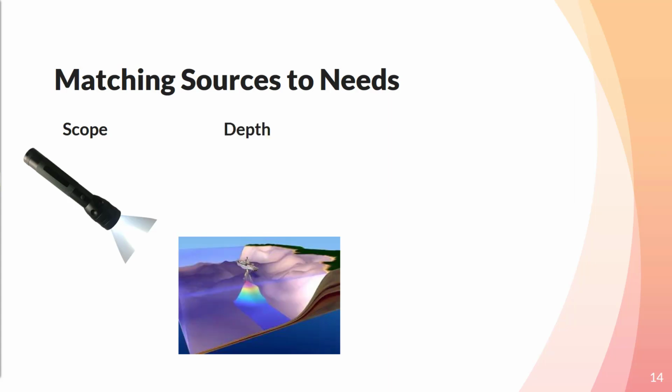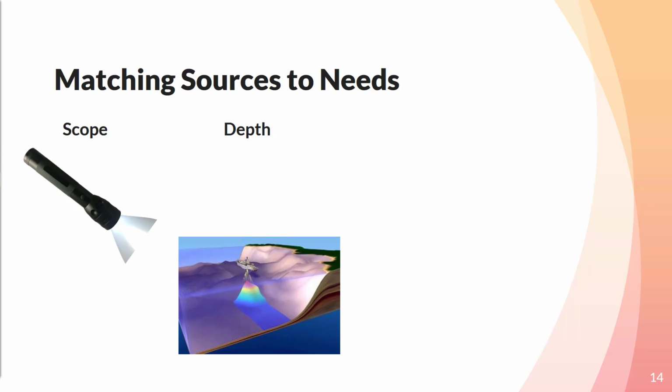2, the depth of the article is often related to its scope. The narrower the scope of information, the more in-depth the authors can get about that information. The broader the scope of the article, the shallower it will need to be about any particular aspect of that subject.